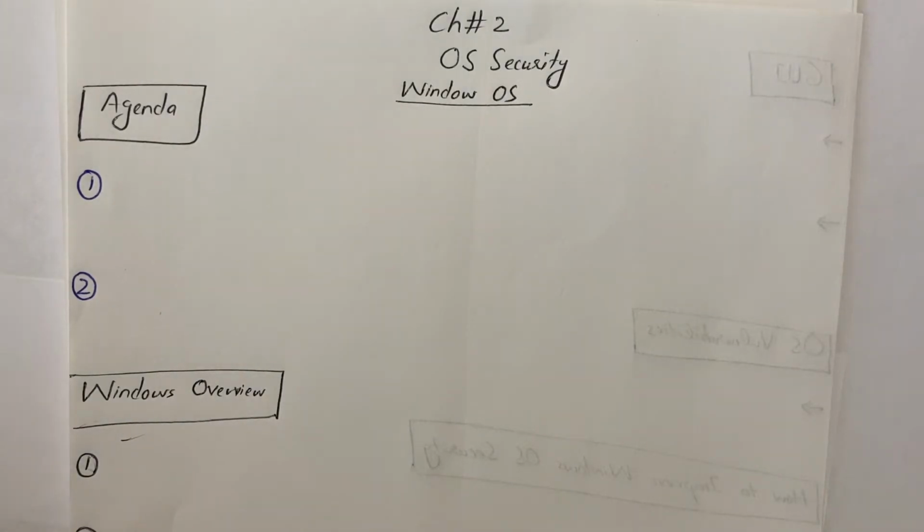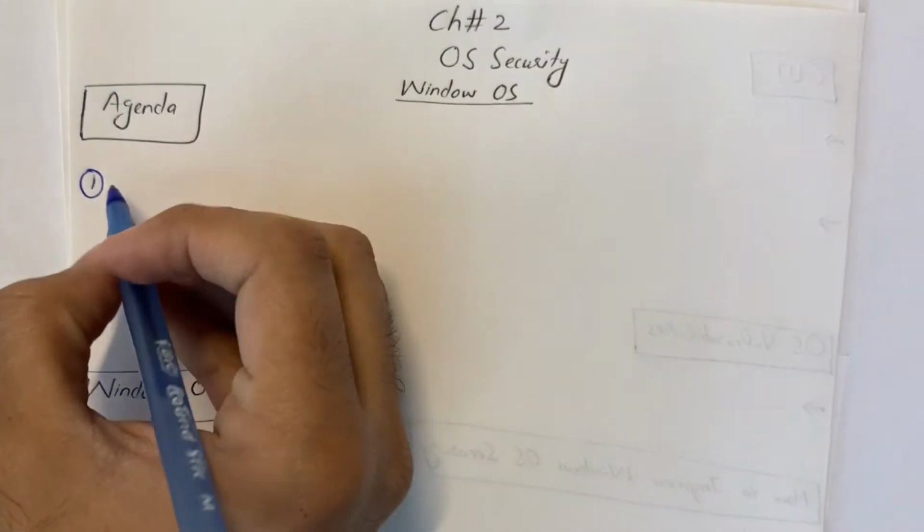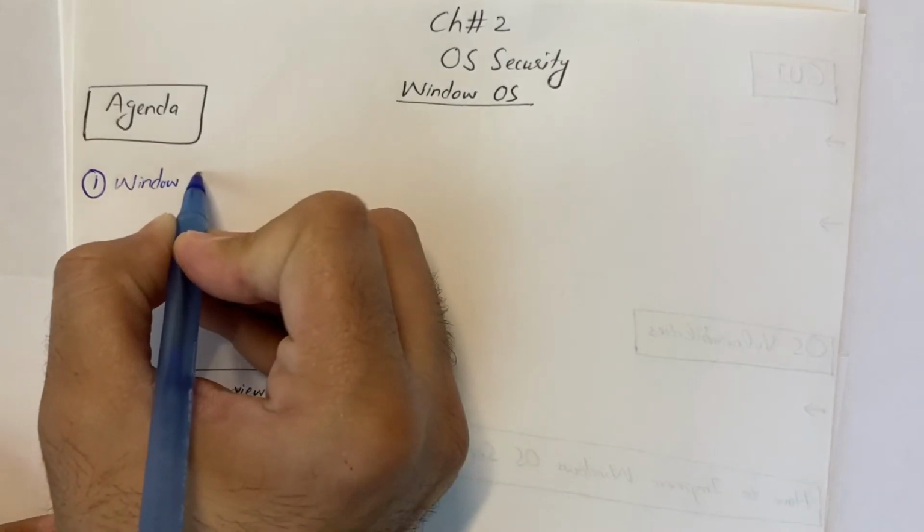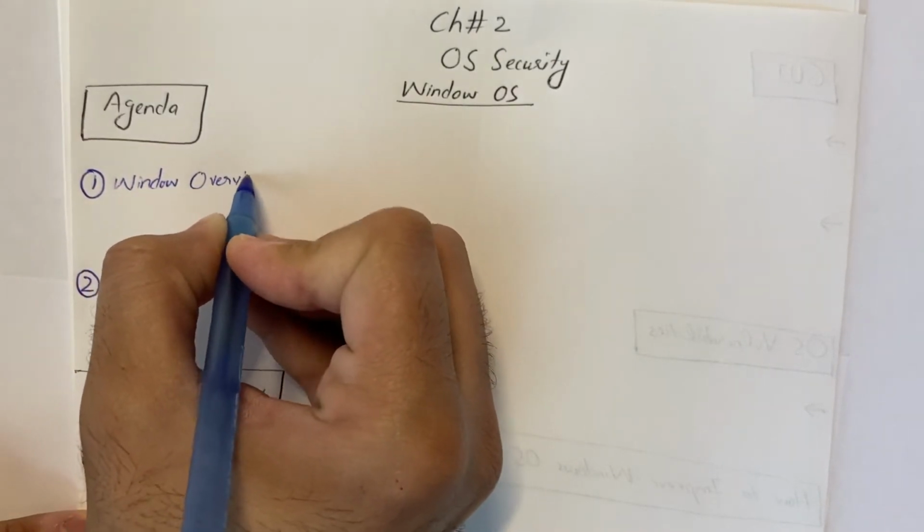Okay, guys, so let's start over chapter number 2, operating system course. And this chapter is about Windows operating system. So we have two main things to discuss in this chapter. Firstly, we'll discuss the Windows overview. We'll take an overview of Windows.